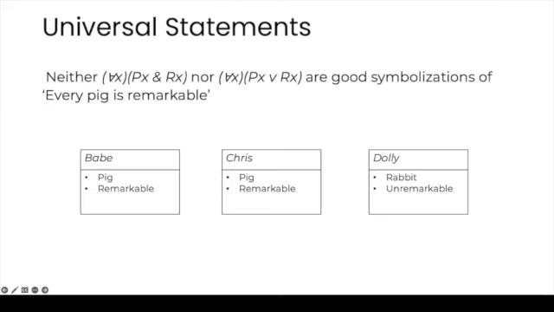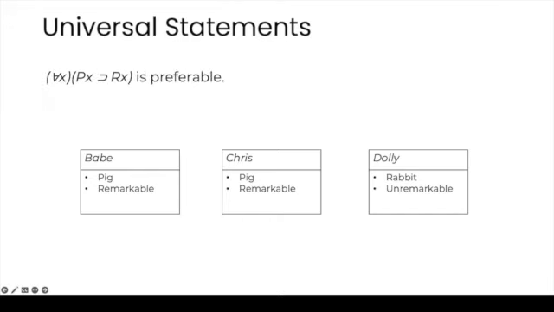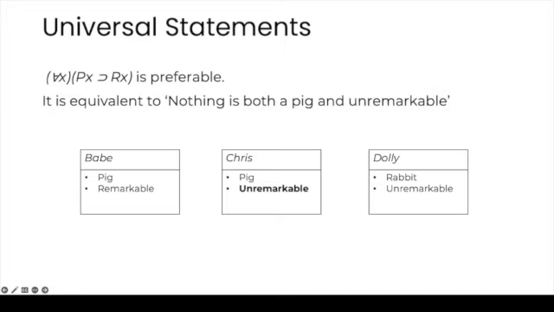So neither of these non-conditional symbolizations of "every pig is remarkable" is acceptable. But the conditional one is preferable because it comes out true in this situation and it comes out false in this other one. And the difference is that whereas Babe and Dolly are the same, now Chris, although still a pig, is unremarkable. So it is equivalent to "nothing is both a pig and unremarkable." Or if you want to say it in a more English-like way, "nothing is an unremarkable pig." So this is going to be our standard way of symbolizing universal sentences.